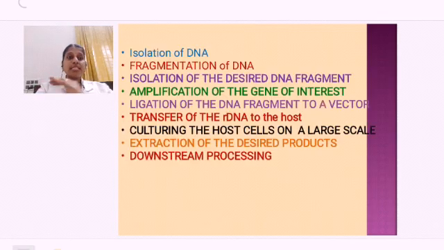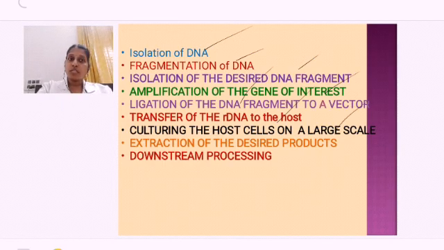So when you are seeing the steps in rDNA technology, it has been listed like this. Number 1 is isolation of DNA. Number 2, fragmentation of DNA. Number 3, isolation of the desired DNA fragment. Number 4, amplification of the gene of interest. Number 5, ligation of the DNA fragment to a vector. Number 6, transfer of rDNA to the host. Number 7, culturing of the host cell on a large scale. Number 8, extraction of the desired product. And the last process is downstream processing. As such, the things look a bit difficult, but the thing is very simple.